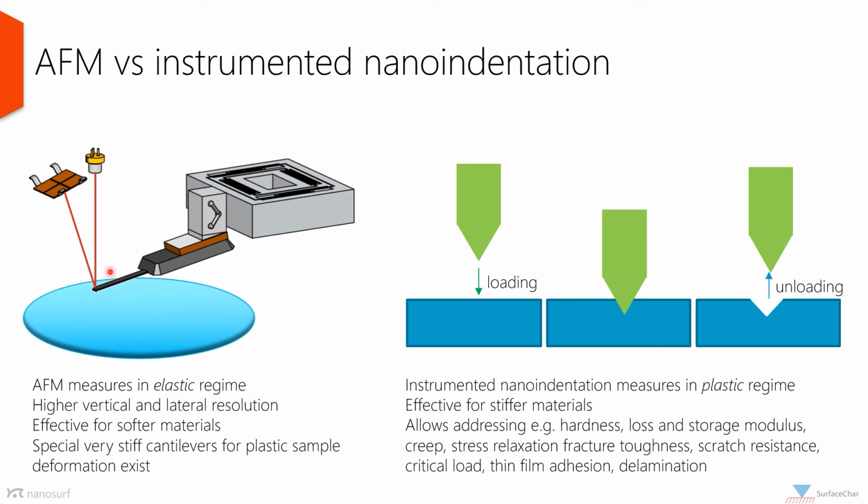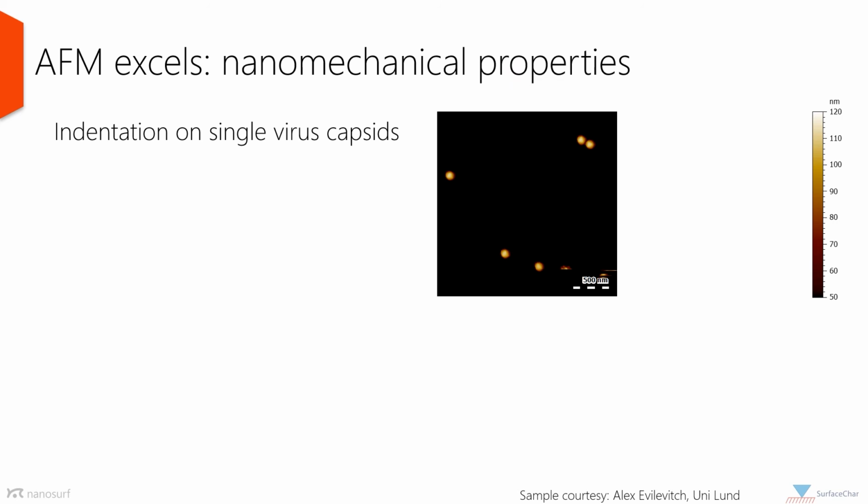Having a softer spring on the cantilever also means that we effectively measure better on softer materials, although there are also very stiff cantilevers that can measure on very hard materials and also allow plastic deformation. However, the AFM is not optimized for very hard samples as the nano-indenter would be, which excels really at very, very hard samples. Let me show you an example of how we can combine high resolution imaging, for example, of these virus capsids on the surface here, with nano-indentation.